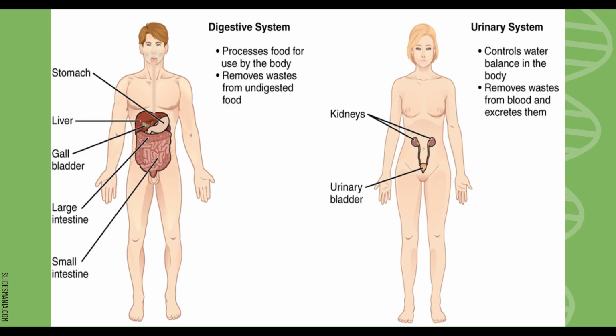All right. And so we've kind of referenced this already a couple times: the digestive system. So the digestive system basically processes food for use by the body, right? You eat what you need and then you release the rest of it, and it removes waste from the undigested food, right? So, again, basically, the things that your body uses, it takes in, and the things that your body doesn't need, it releases from your body, right? You also have the urinary system. This controls the water balance in the body, removes waste from the blood, and excretes it, right? So this is why people have a urinary system, so it can kind of filter out some of those things with the help of your kidneys, and then it releases all of the waste that you don't need.